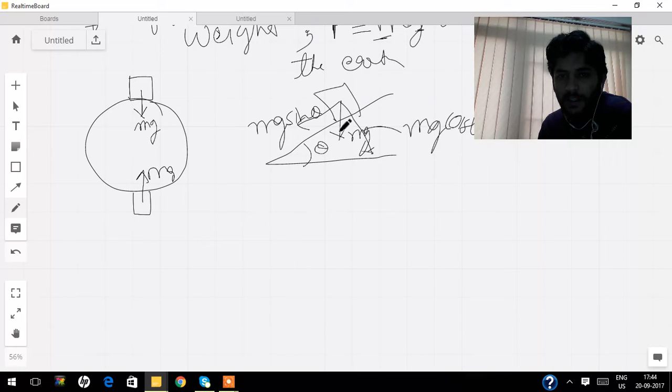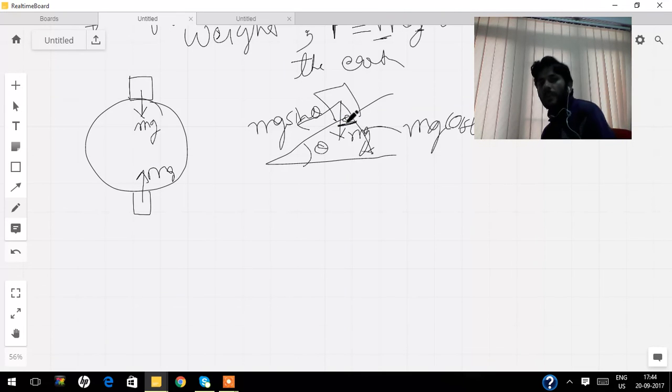If this angle is theta, then this angle is definitely going to be theta. Okay, with simple calculations you can do it. So the component of mg in this direction will be mg cos theta, and in this direction it will be mg sin theta. Okay, so gravitational force acts on all the bodies which have mass. So this is all about this.